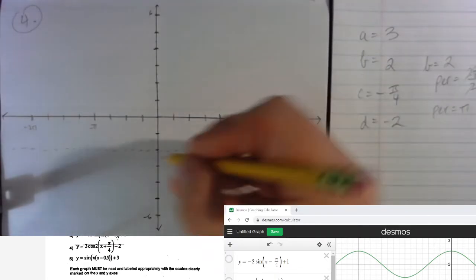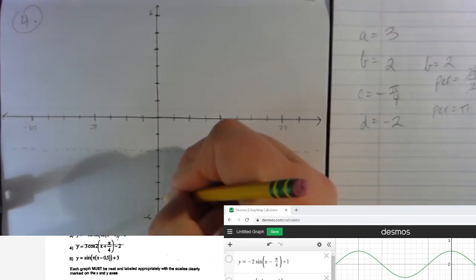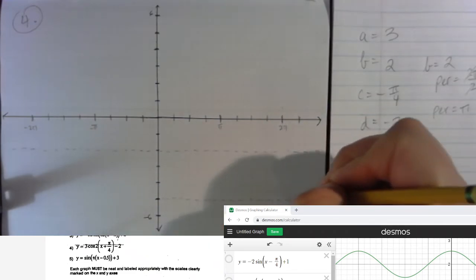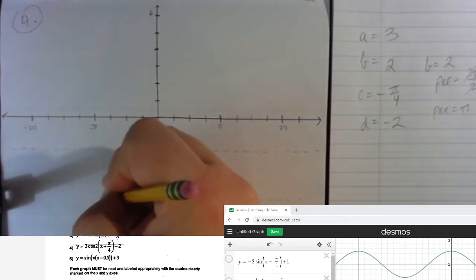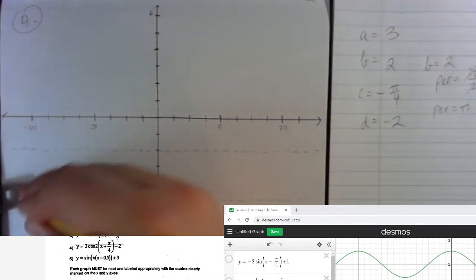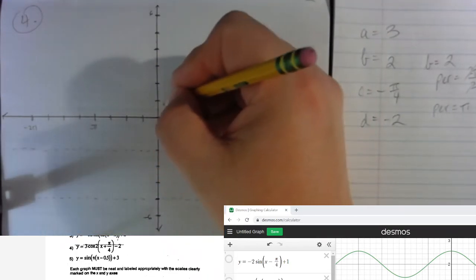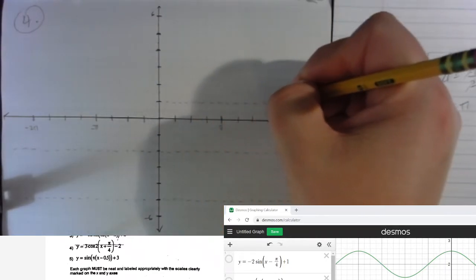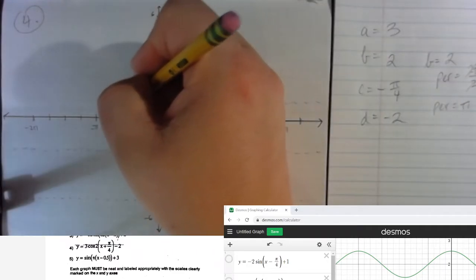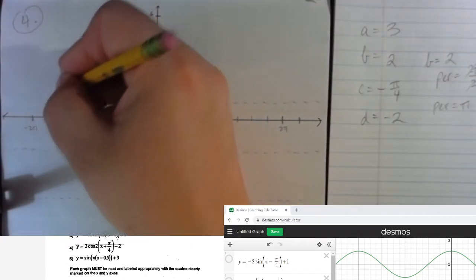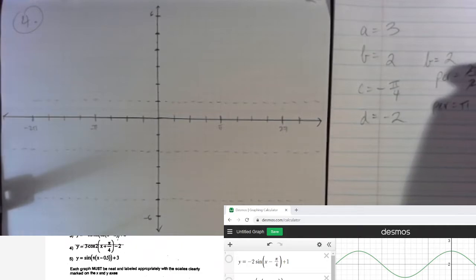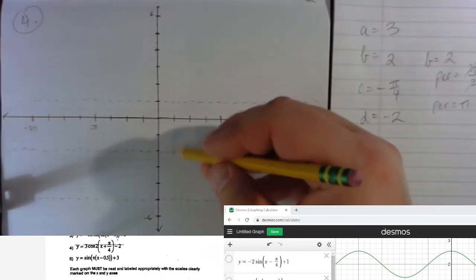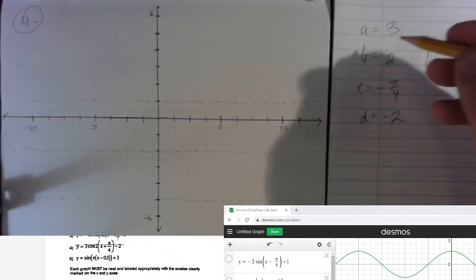And my A value is 3, so I have to count down 1, 2, 3, down to negative 5. And up 1, 2, 3. Okay, so I have a D of negative 2 and an A of 3, up 3, down 3.